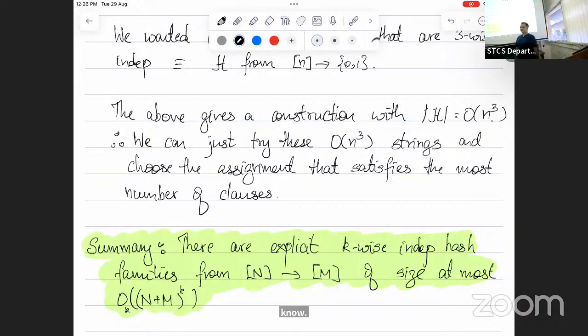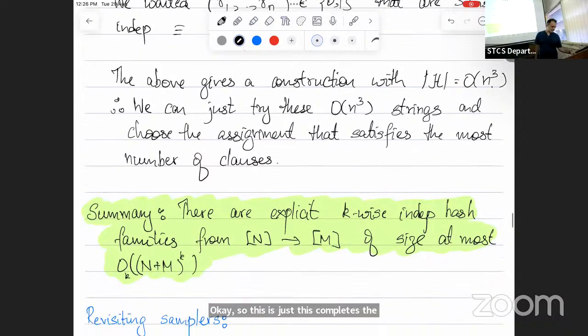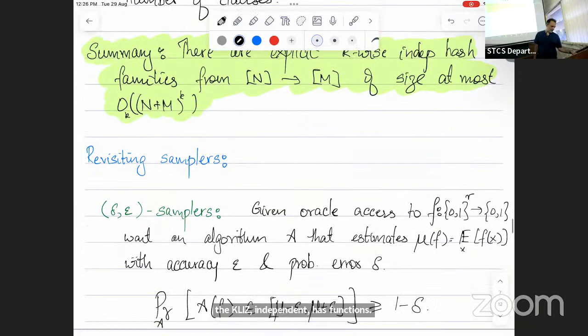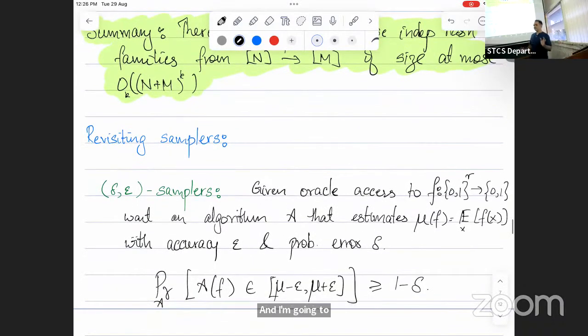Okay, so this completes the construction of these k-wise independent hash functions, and I'm going to take about 10 minutes to tell you a little bit about how we are going to use this in samplers, and see what we get.